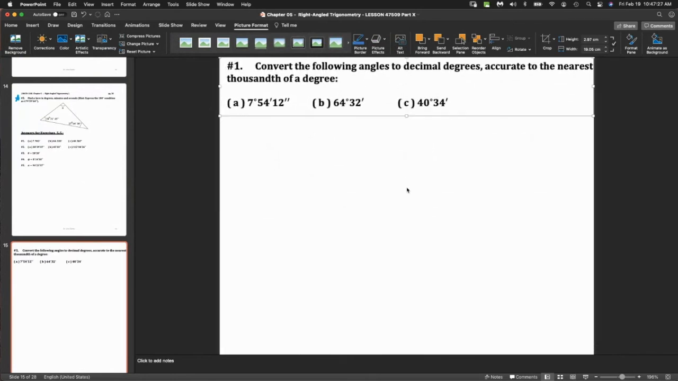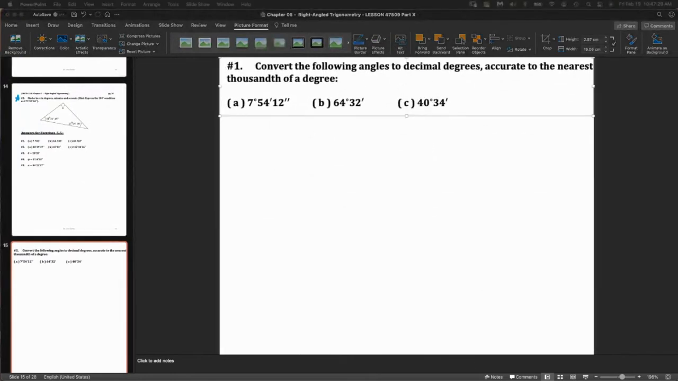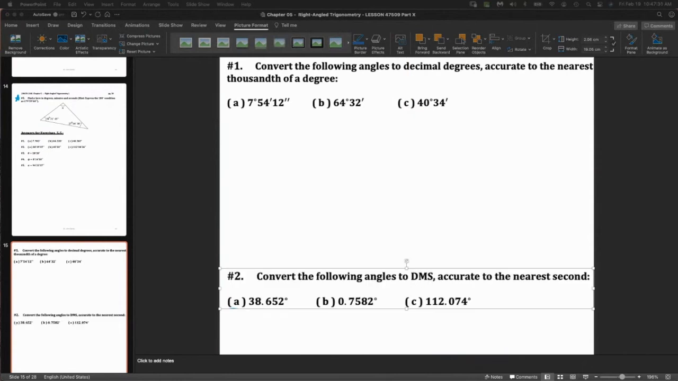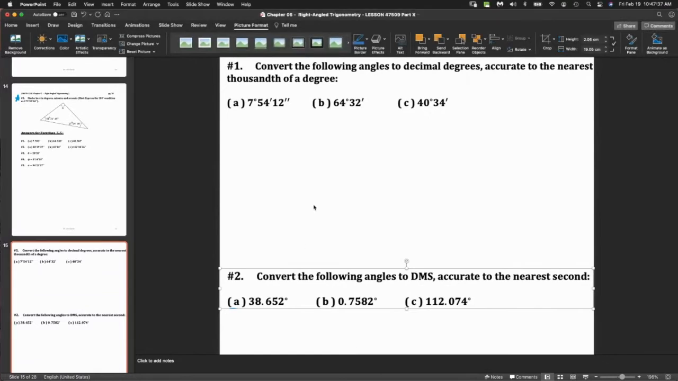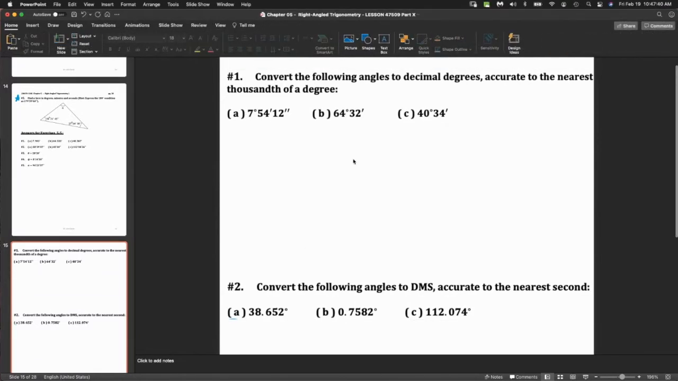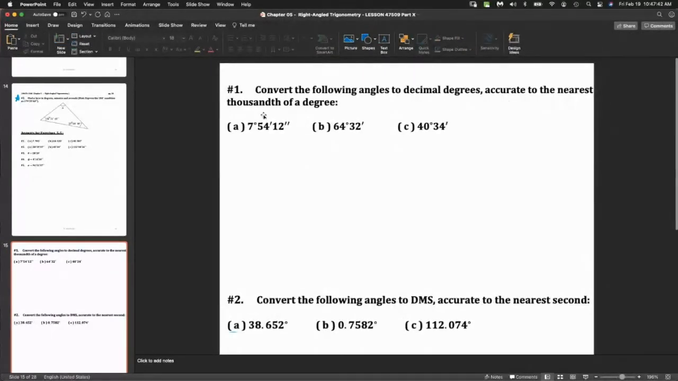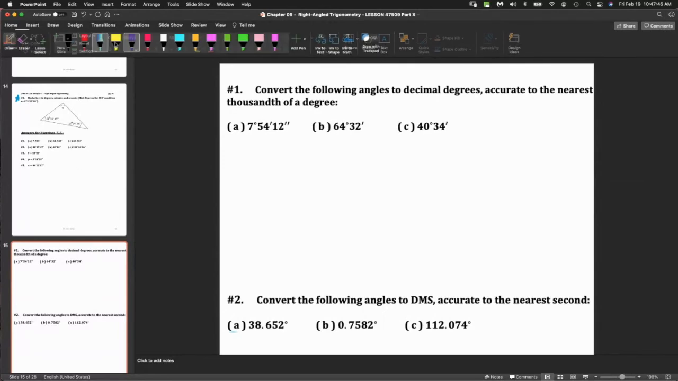Okay, so we're going to do one of those, and then we're going to do one of these. Let's go through this quickly, but nothing too dangerous. I'm going to do the first one here. It says convert the angle to decimal degrees. So I'll do the first one, which is in degrees, minutes, and seconds. And then I'll do the first one of the second batch as well, which is in decimal degrees.